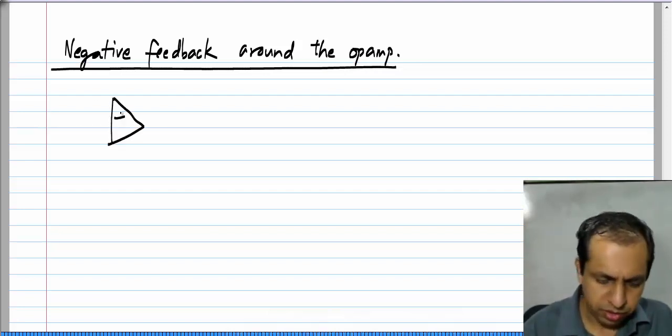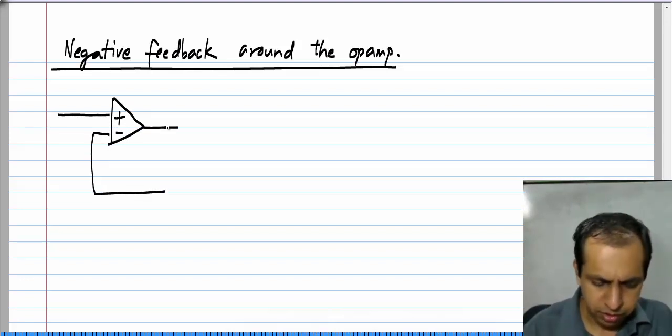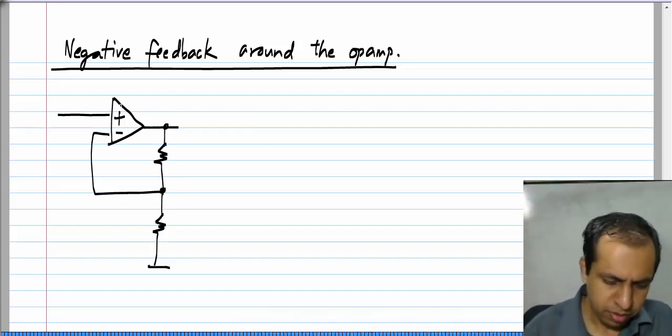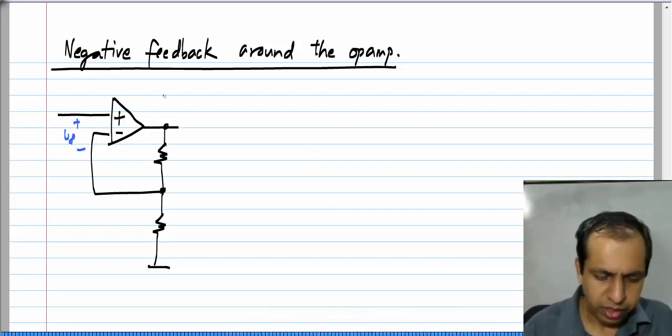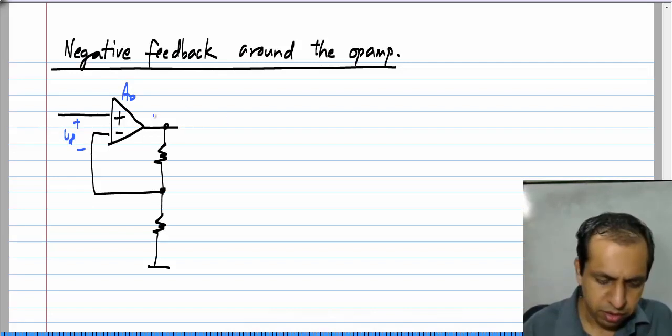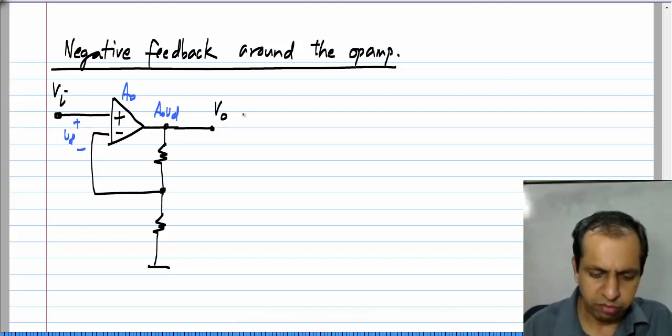Let me take the circuit which we have seen earlier. This difference is termed V d and the gain of the op amp is A naught, which means that the output is A naught V d. I apply V I here and I obtain V out there.